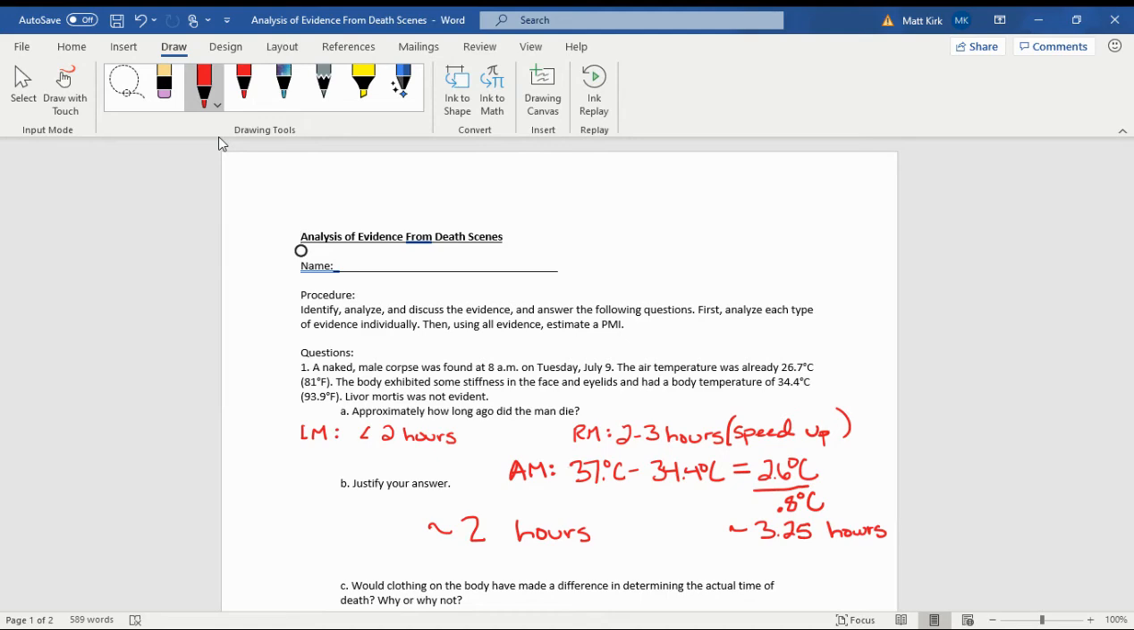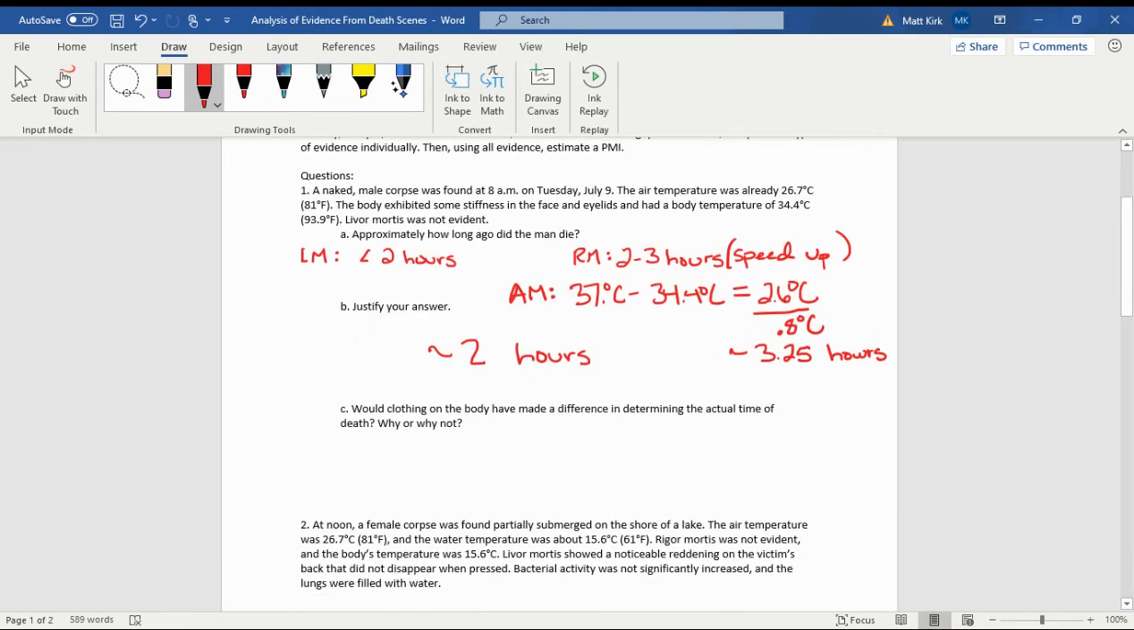And same thing with algor mortis, no clothing to insulate the body, so it's probably dropping temperature a little bit sooner. So again, PMI of somewhere about 2 to 3 hours. Notice we've used all of those pieces of information to come up with that PMI. Even I would probably accept 2 to 3 hours, but probably closer to 2 being a better answer.